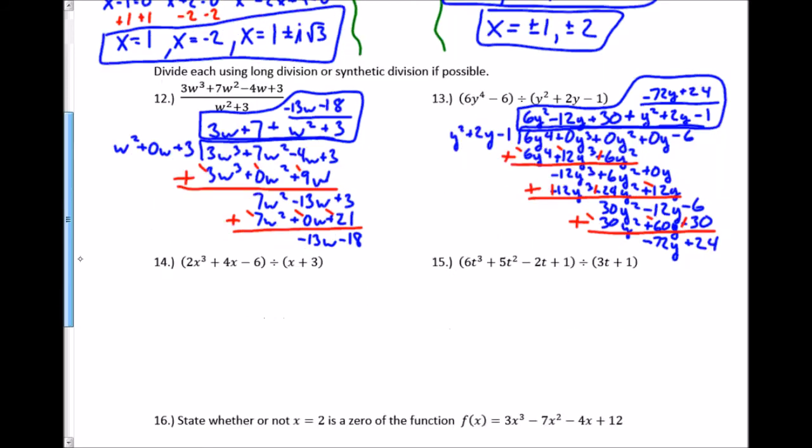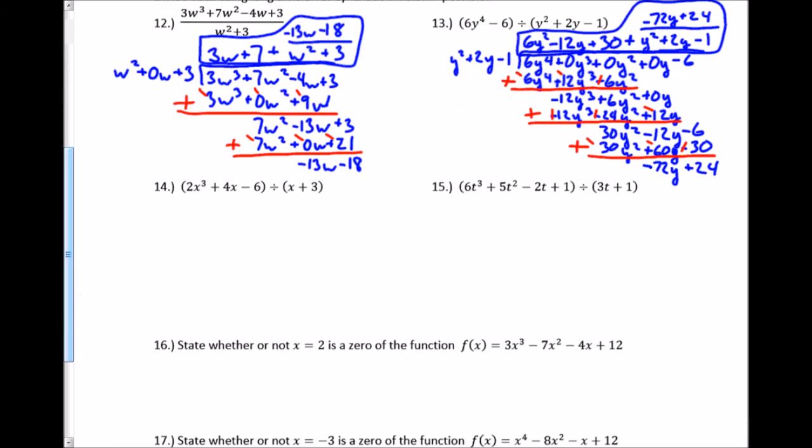Okay? In number 14, this one can be done with synthetic division because I have a binomial of the first degree with a leading coefficient of 1. When I'm doing synthetic division, I basically take the root of this thing, which is what I would get if I set this equal to 0. If I did x plus 3 equals 0, I would find out that x equals a negative 3. That's what I want to plug into my box as a negative 3. Now I write down my coefficients, a 2. I'm missing an x squared, so I've got to put a 0 in its place.